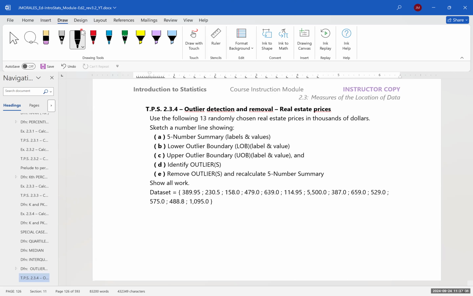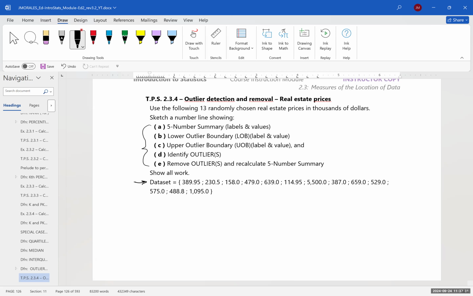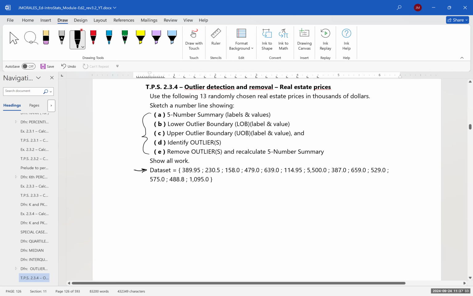Okay, so we're back. So let's work through this problem. So use the following 13 randomly chosen real estate prices in thousands of dollars. So here's our data set. We're going to sketch a number line showing all five of these components here. So let's look at part A. So here's our answer.